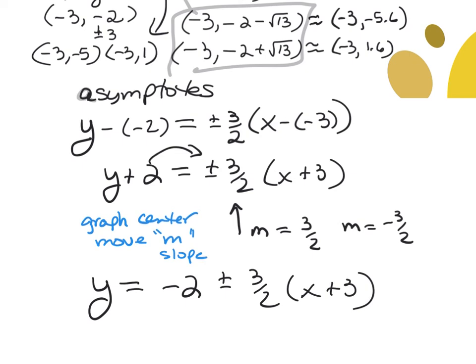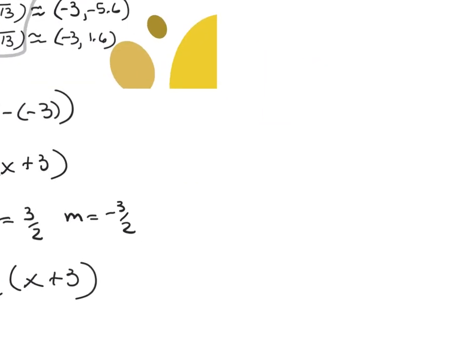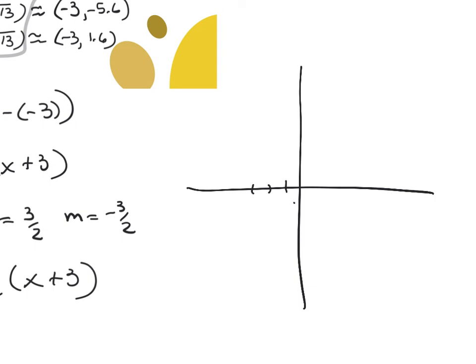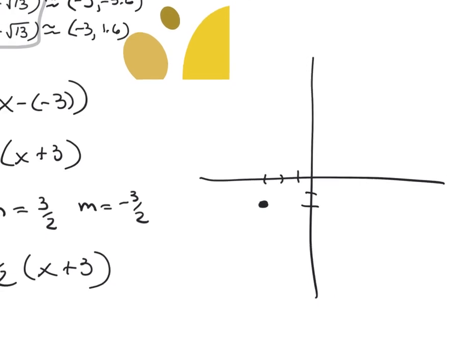And I'm going to show you how to do that. And that's how we're going to graph the asymptotes. Let me come over here to the side. First thing I'm going to do is graph the center point. It's no longer at 0, 0. Remember, it's at -3, -2. There's my center. Now I'm going to graph the asymptotes.